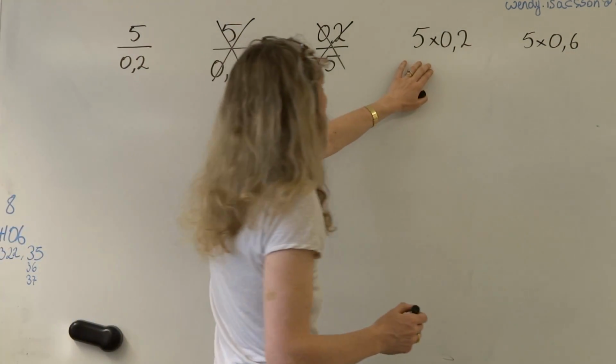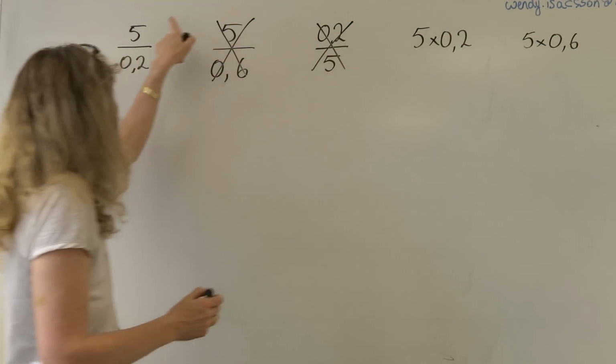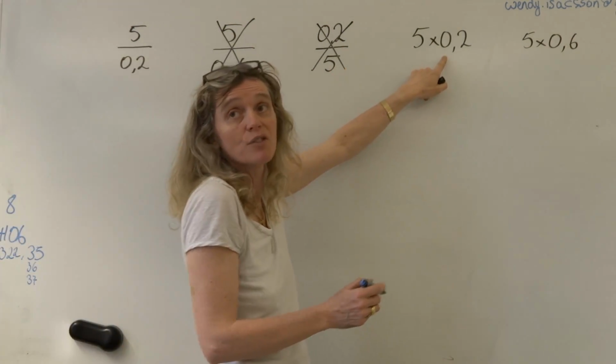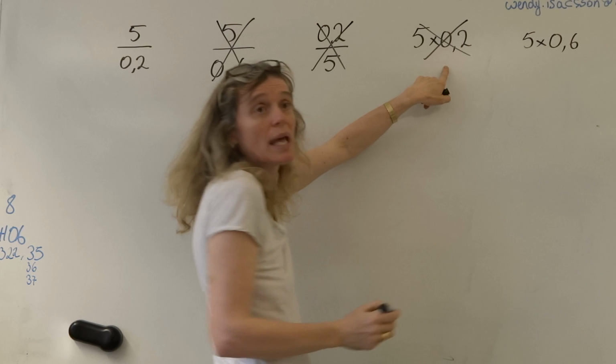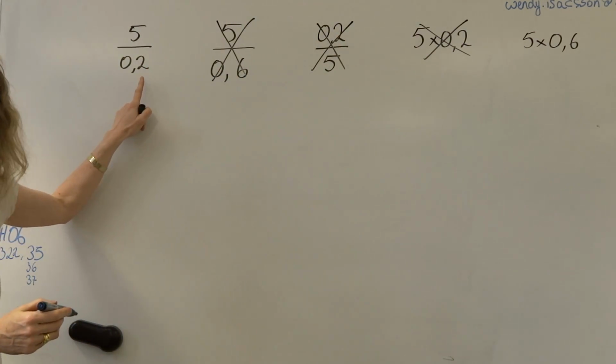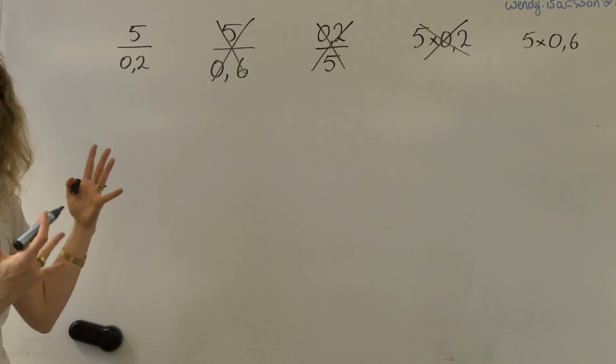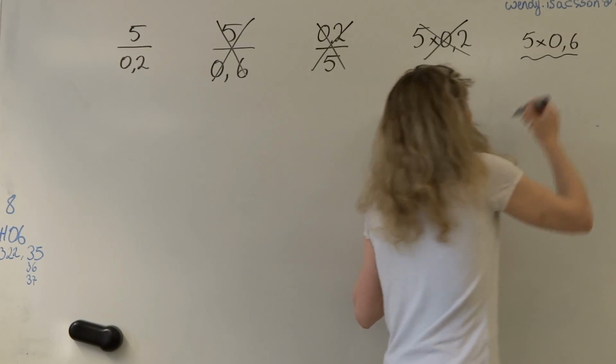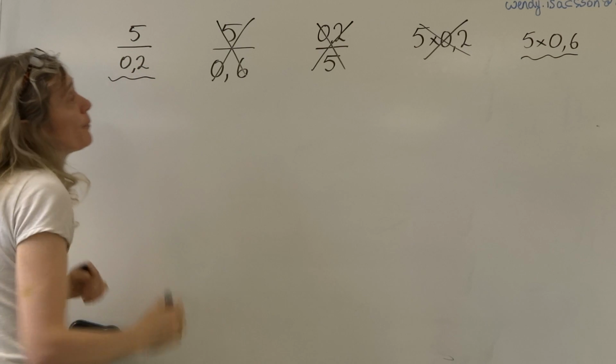5 times 0.2 is going to be a smaller answer than dividing with a decimal, because there we're multiplying with a decimal, it's going to make the 5 small. So that's going to give us a small answer. Whereas here we're dividing by a decimal, that's going to give us a big answer. Okay, so what we really need to do, now we only have 2 that we have to compare with each other. Let's have a look.